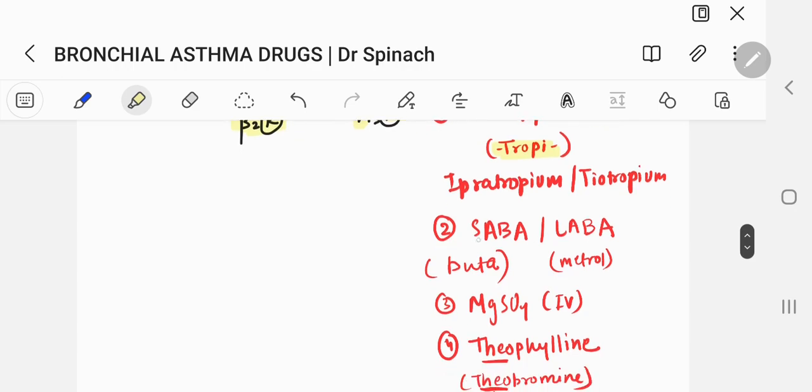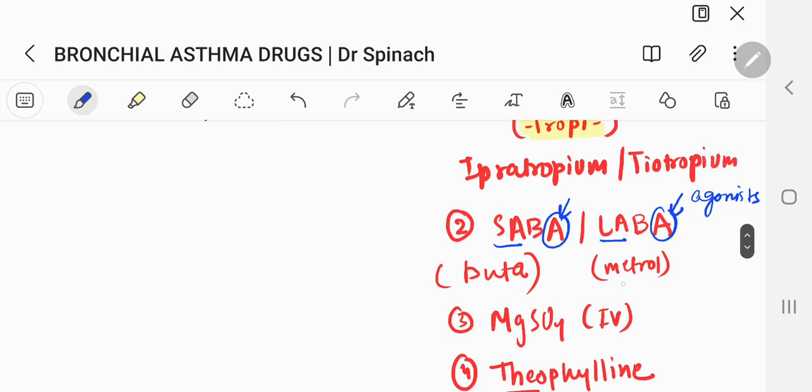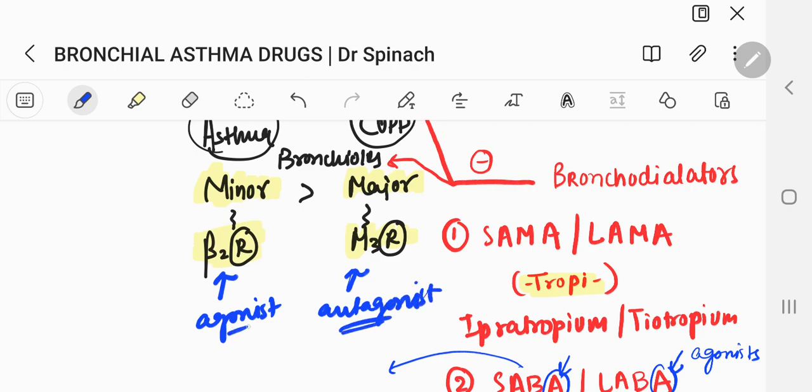The next one you can use is SABA or LABA, that is short acting beta agonist and long acting beta agonist. My bad, I said antagonists earlier, but these are actually agonists, not antagonists. This could be salbutamol or salmeterol. Beta agonists will help in relaxation of bronchioles, basically bronchodilation. So we are going to have an agonist effect here, not the antagonist effect, and we're going to have an antagonist effect there, not the agonist effect. My correction.